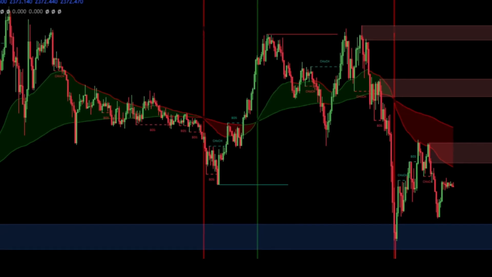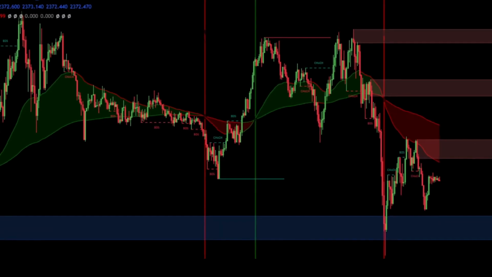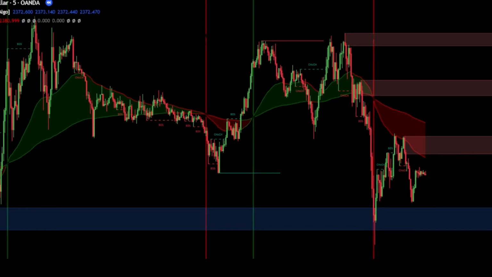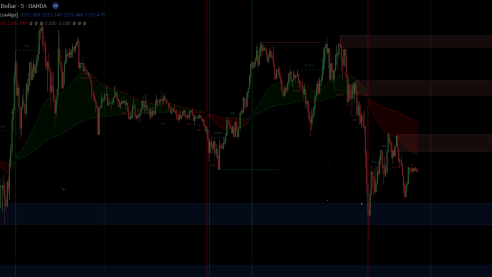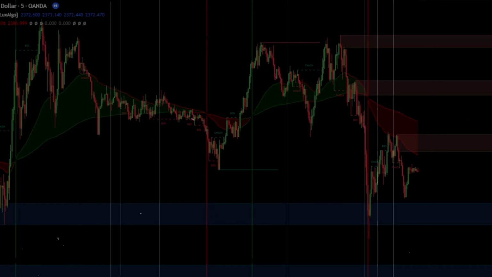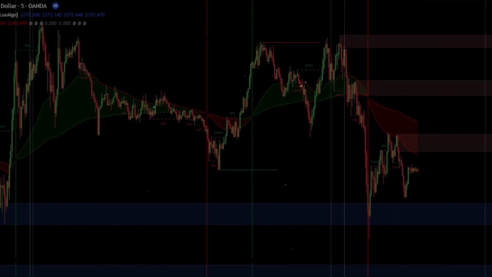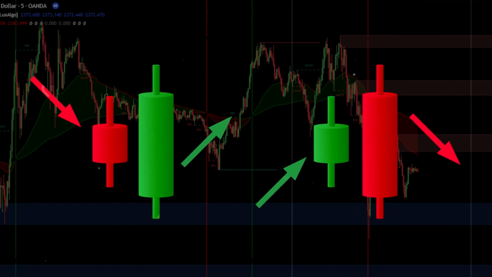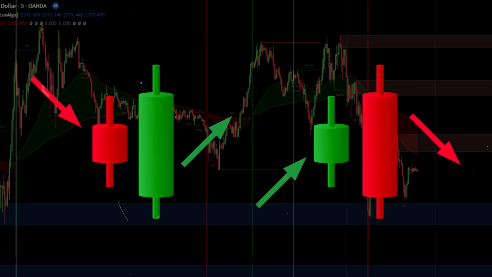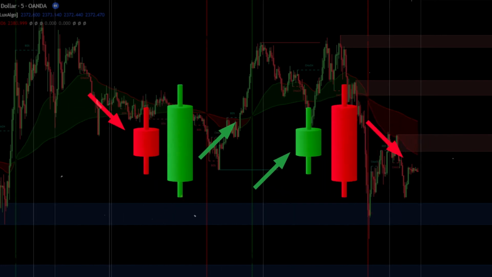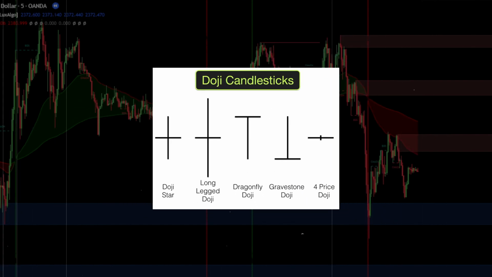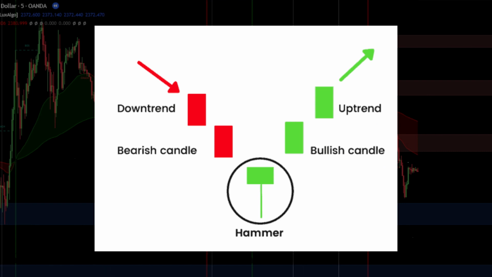In this example, we'll use price action in the form of candlestick reversal patterns to place orders. Therefore, you should understand candlestick reversal patterns before using this trading strategy. For instance, you can use candlestick reversal patterns like engulfing, doji, hammer, or others.